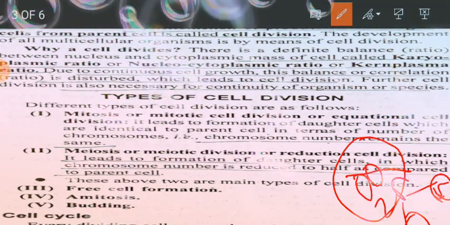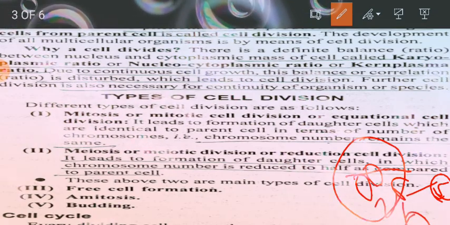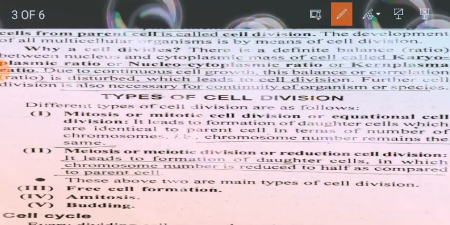Then the chromosome number remains the same. Here the parent cell has 2n number of chromosomes, and the daughter cells have 2n number of chromosomes. That's why this is known as mitosis or the equational division.